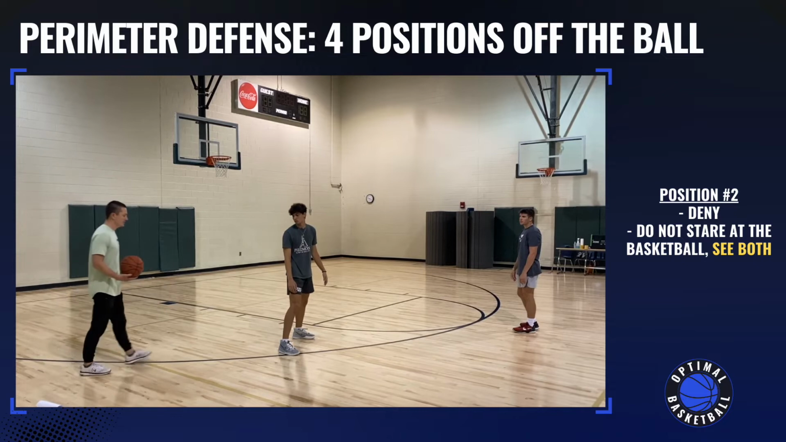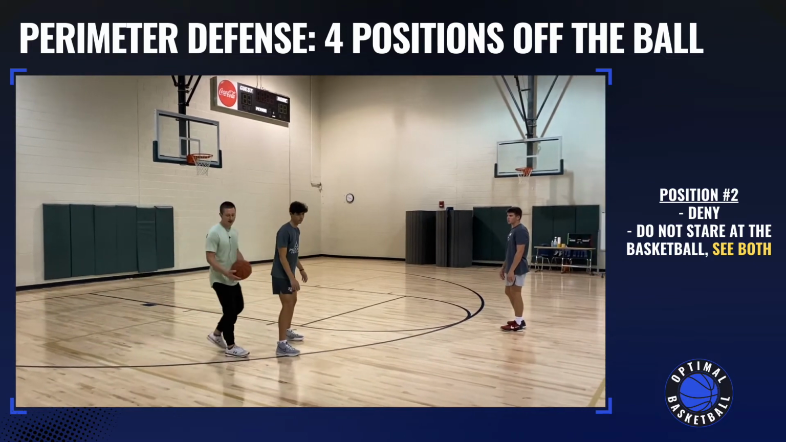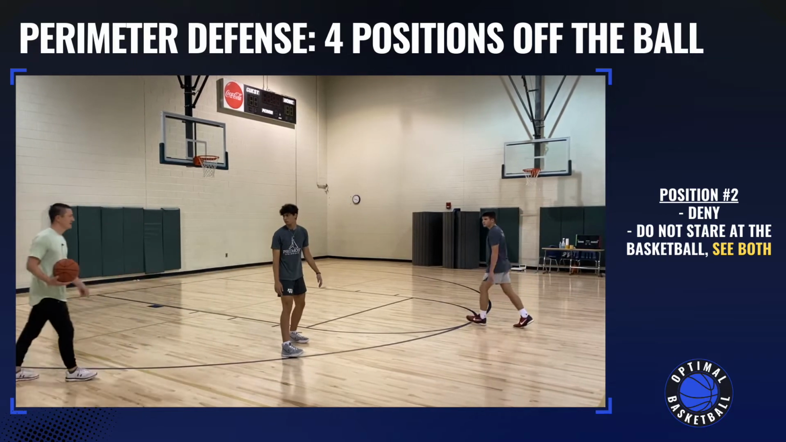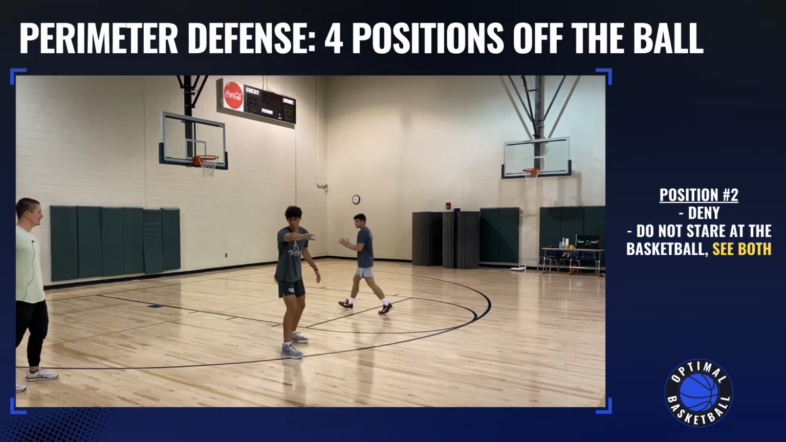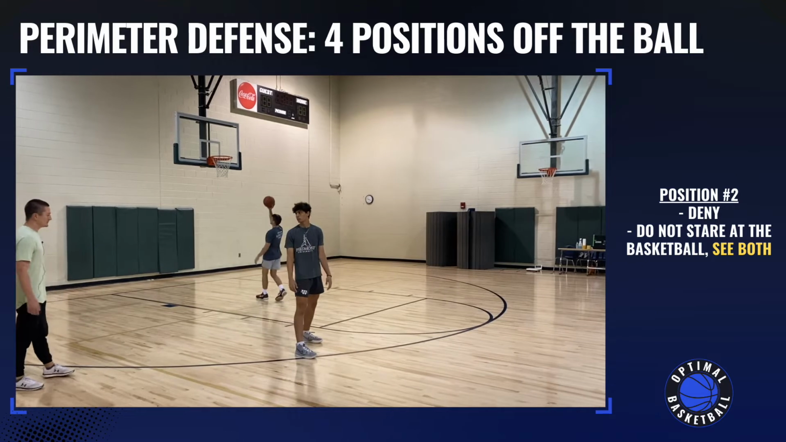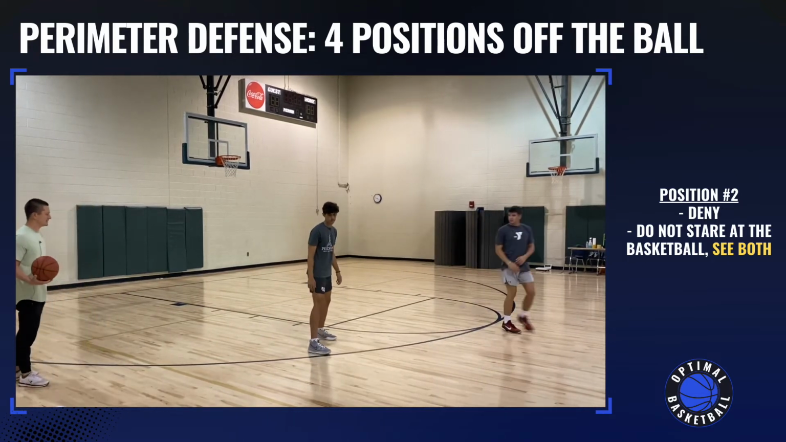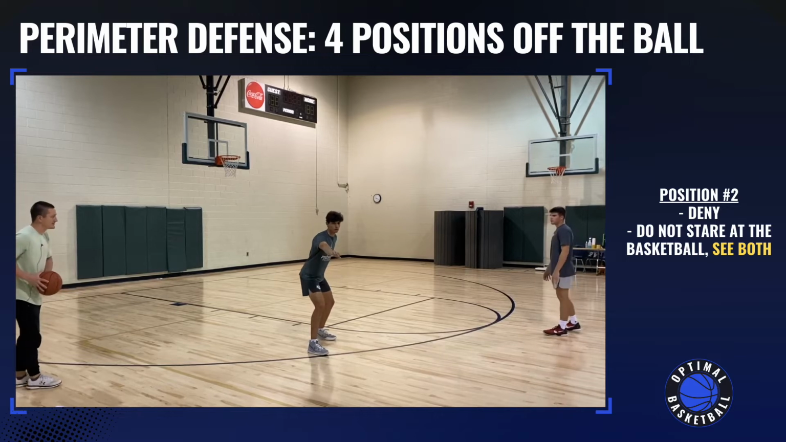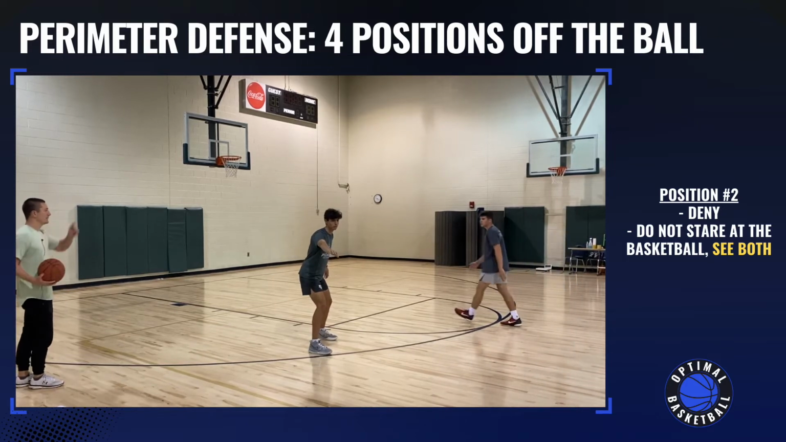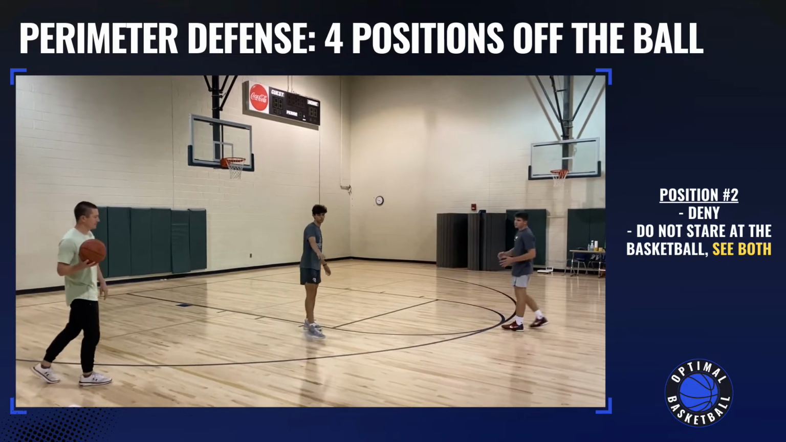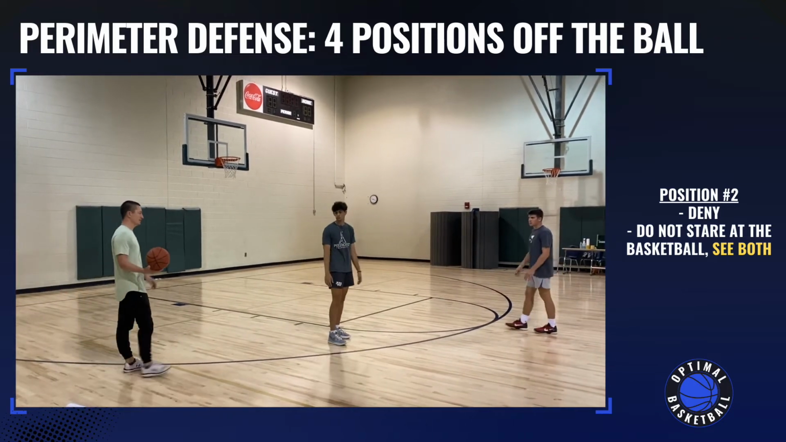Now, the key here when you're in deny, you want to see both. A lot of players will stare right here at the basketball. So Caleb, just stare at me. If this defender's just staring at me, back door is going to be wide open. So you've got to get in a position, and Caleb, just show what it's like to see both right here. So Caleb can see both right here. He's looking that way, but he can see his man and he can see me with the basketball at the same time. So you still want to see both, okay?